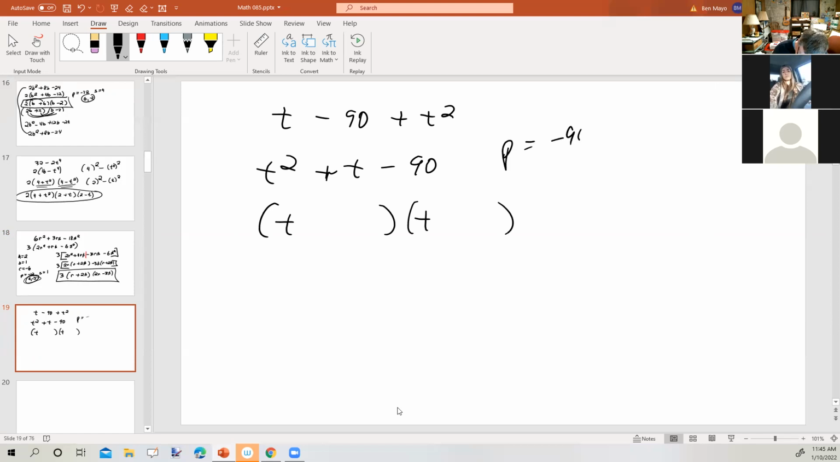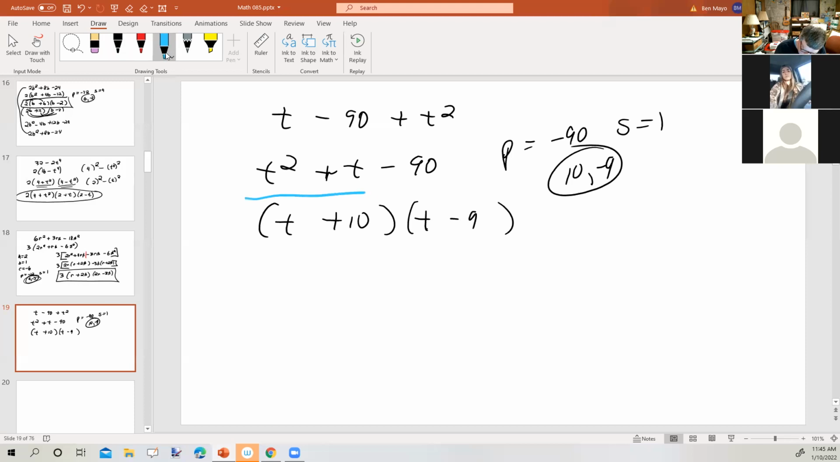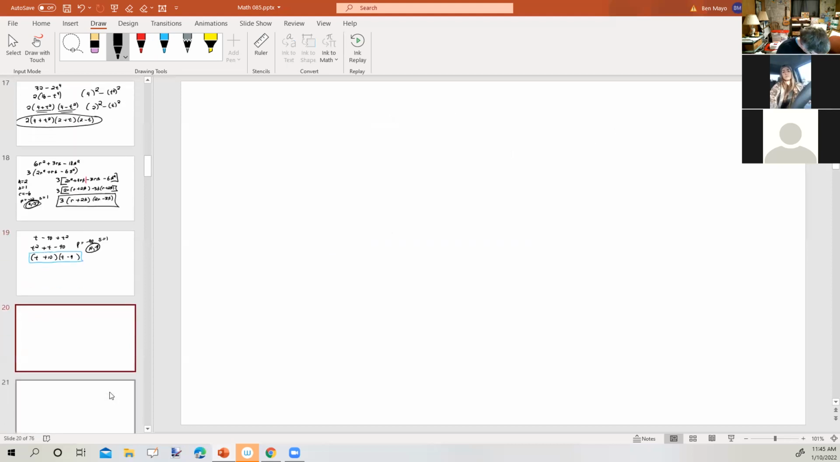The product is -90. The sum is 1. So the numbers are 10 and -9, t plus 10, t minus 9. Now, t minus 9, that's a difference. And 9 is a square, but t isn't a square. So I can't factor that any further. Any questions there? All righty. How about this one?